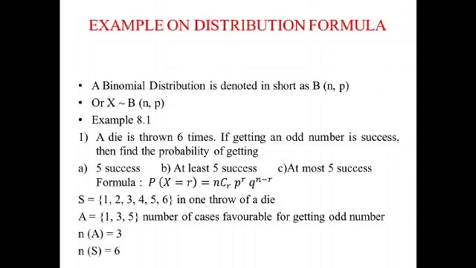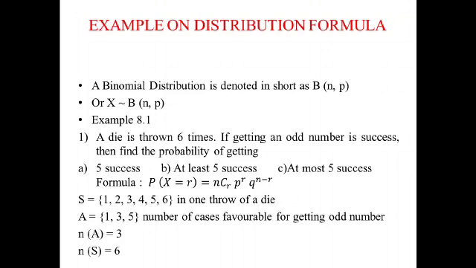distribution. Now let's understand binomial distribution using the problems given in the exercise. So exercise 8.1, the first question. A die is thrown 6 times. If getting an odd number is a success, then find the probability of getting sub-question A, 5 successes, sub-question B, at least 5 successes, and sub-question C, at the most 5 successes.